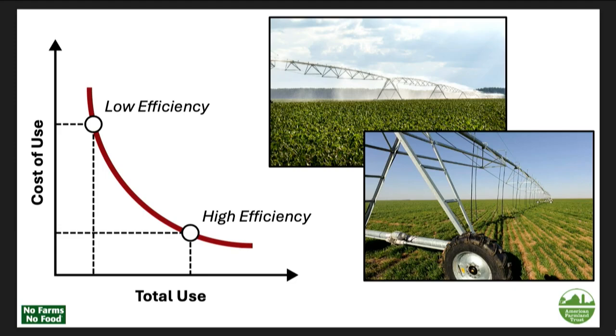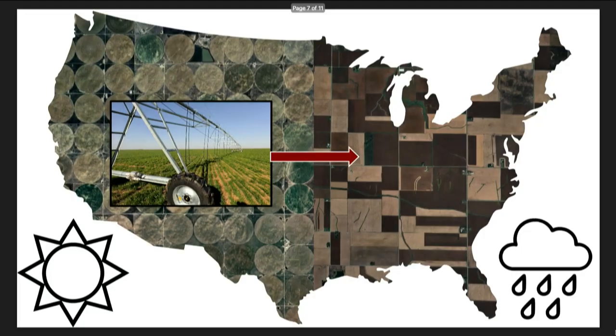We can start looking at the relationship between our low efficient irrigation systems, our high efficient irrigation systems, and what that means for the cost to the farmer. On the y-axis here, you see cost of use. That's the cost to irrigate. On the x-axis, you see the total use, how much water we're actually using. As we start with low efficiency systems, the cost is high, so we don't use a lot of it. But as we improve our efficiency, we drive down the cost of that use. And so ultimately, we end up seeing more irrigation use.